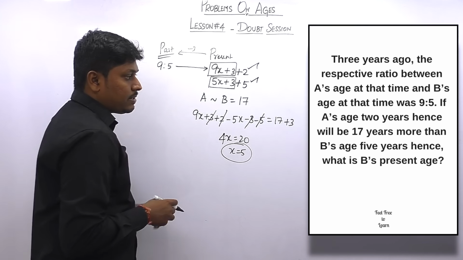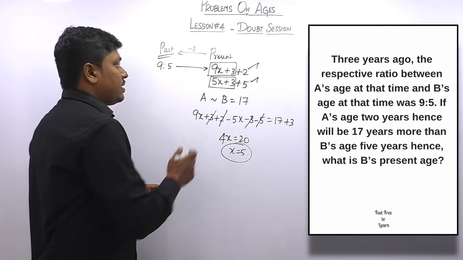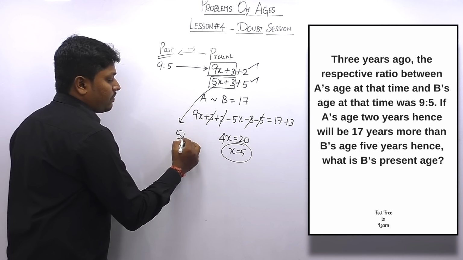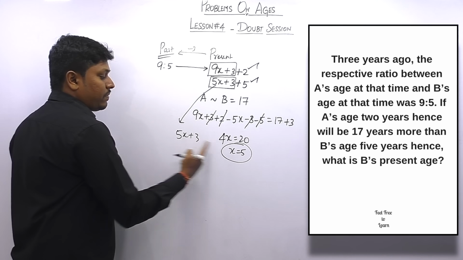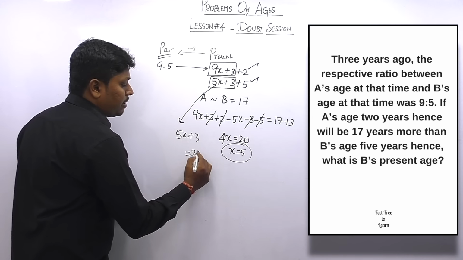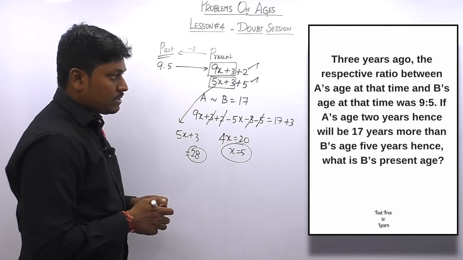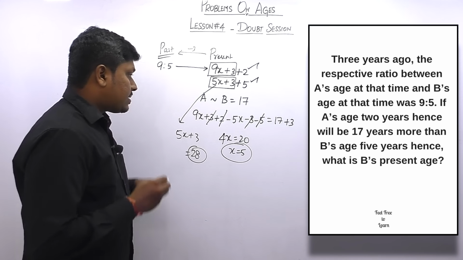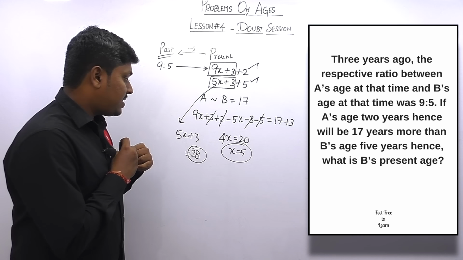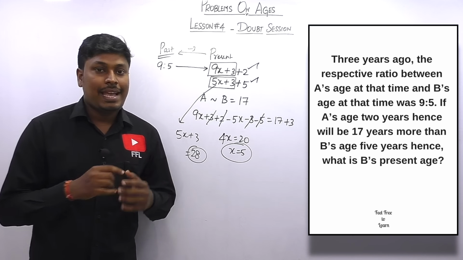And what is our target? Our target is to find B's present age. So B's present age will be 5x plus 3, so 5 into 5 is 25, 25 plus 3 is 28. So B's present age will be 28. So finally, the answer for the last question is that the present age of person B is 28 years.